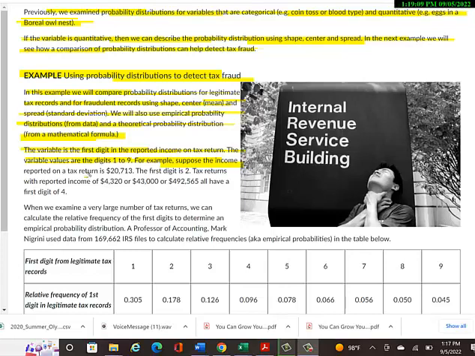For example, suppose the income reported on a tax return is $20,713. The first digit is a 2. Tax returns with reported income of $4,320 or $43,000 or $492,565 will all have first digit 4. When we examine a very large number of tax returns, we can calculate the relative frequency of the first digits to determine an empirical probability distribution. A professor of accounting, Mark Negrini, I hope I said that right, used data from 169,662 IRS files to calculate relative frequencies, aka empirical probabilities, in the table below.